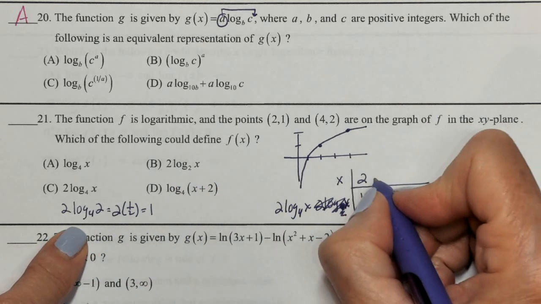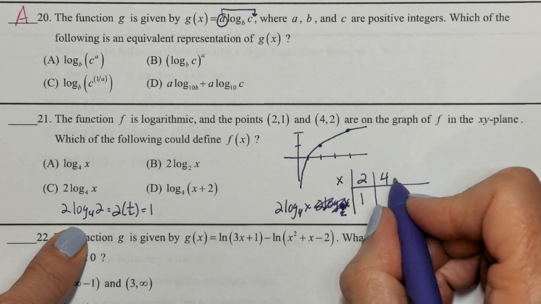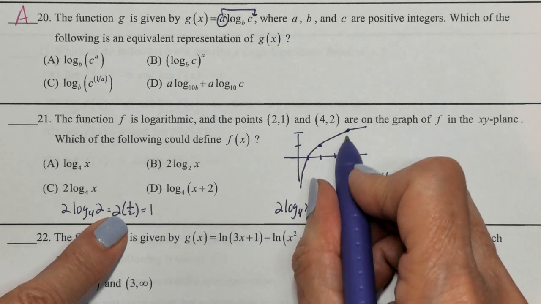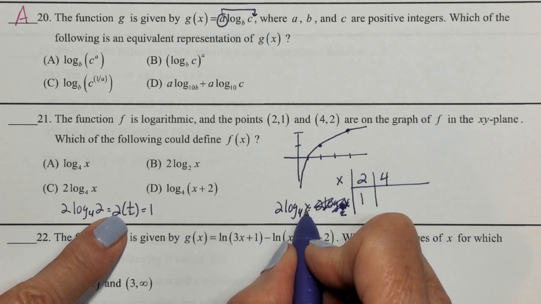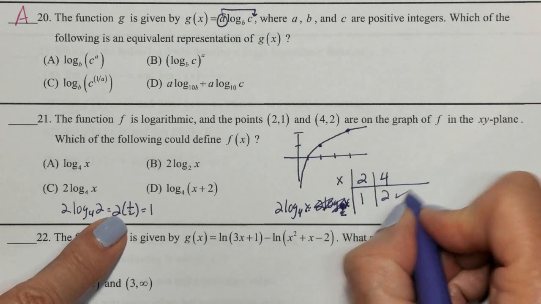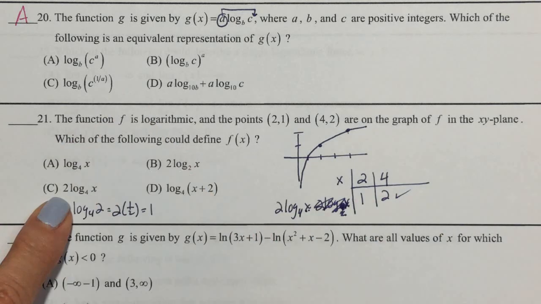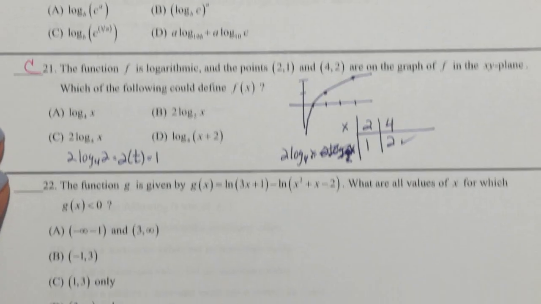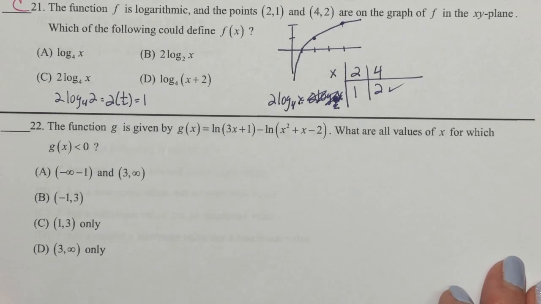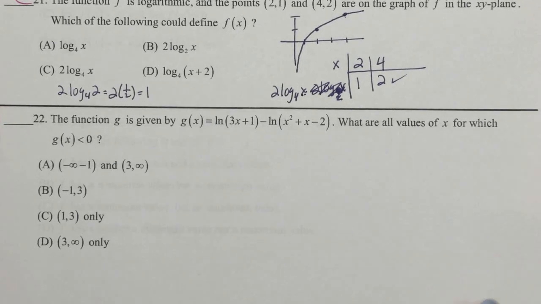Let's do the next one. If I put 4 in for x, do I get 2? If I put 4 in for x, log base 4 of 4 is 1, times 2 is 2. That one checks out. The answer is C. Okay, a little bit of a thinker one. Took a moment there. All right, number 22.